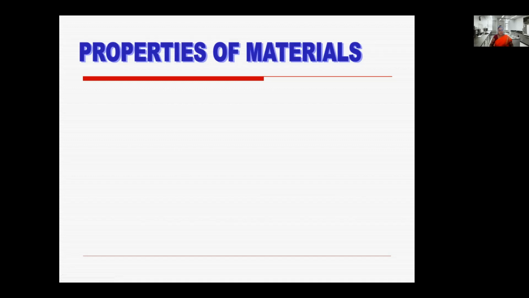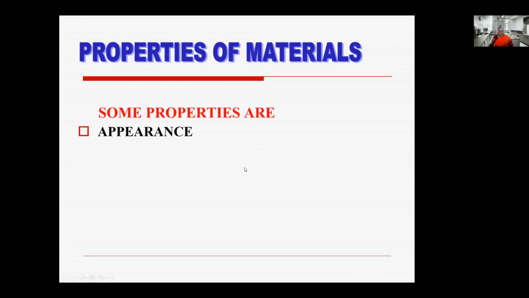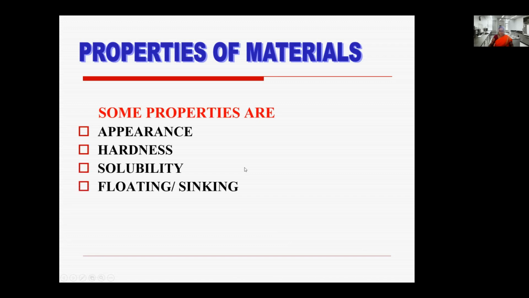Properties of materials. Some properties are appearance, hardness, solubility, floating or sinking. This we have already done with the activity in the class. And transparency. So this transparency will be a different kind: transparency, then translucency, and opacity. These we are going to see in the coming classes. So now we are going to concentrate on these 4 properties, that is appearance, hardness, solubility, floating or sinking.